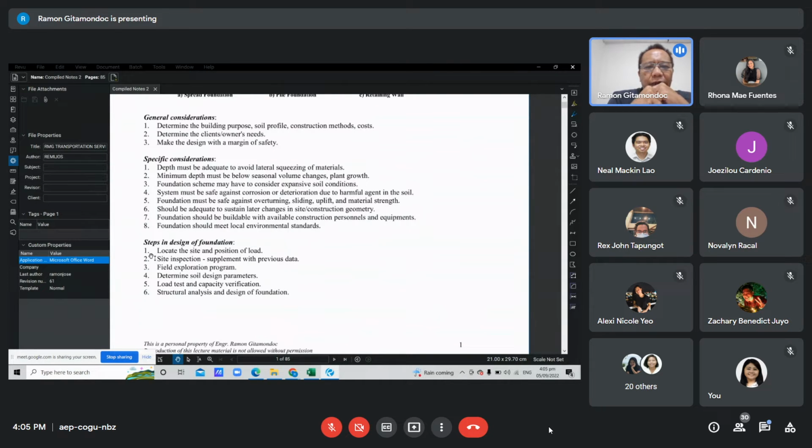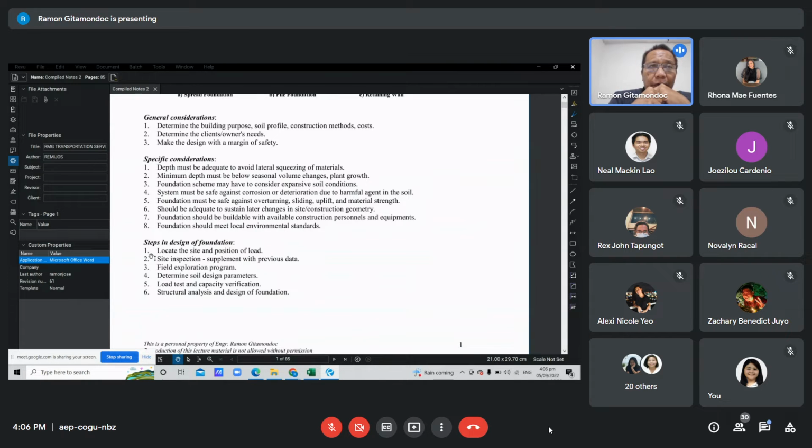Then second, we have to determine the client or owner's needs. So for example, if the client, due to financial constraints, plans a 10-story building, but for now, can only afford 5 stories, then there is a plan for future expansion. So we have to consider that. We have to design the foundation not only to carry 5 floors, but for the 10 floors of future expansion. Then third, we have to make the design with a margin of safety.